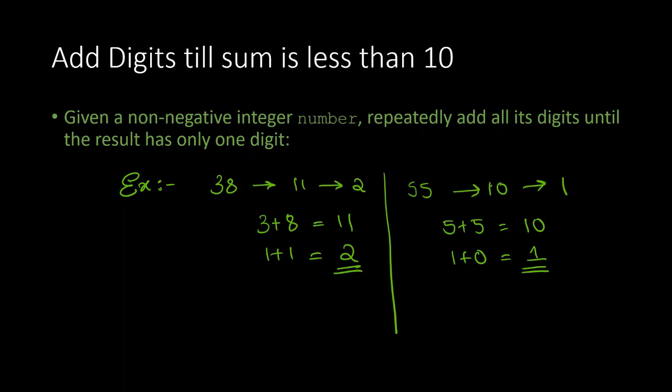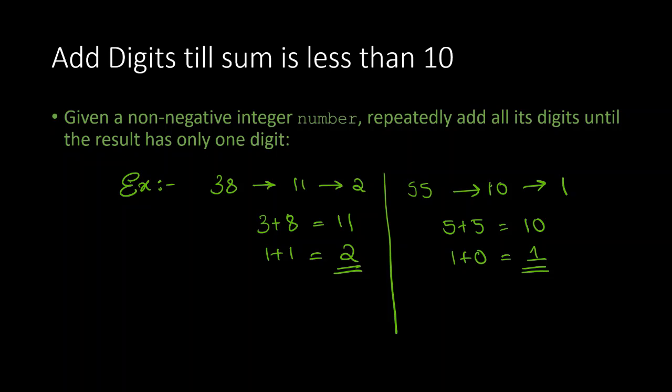So here is the second problem, guys. As promised, a bit tougher than the previous one. The problem statement is, we have to add the digits of a given number repeatedly until we have a single digit.